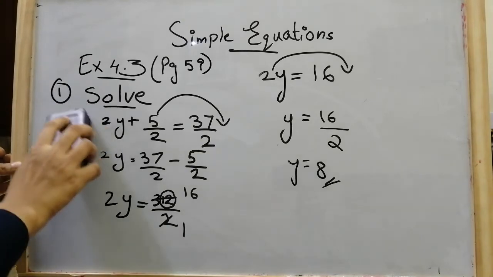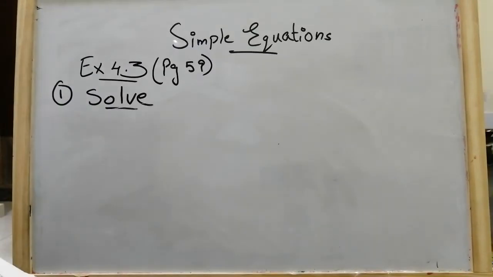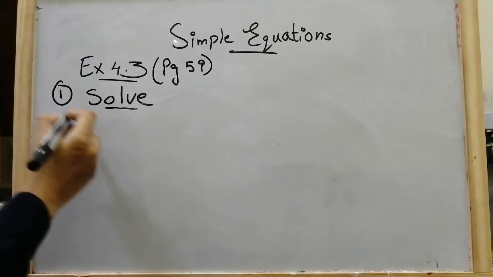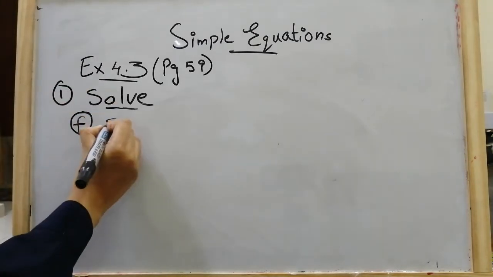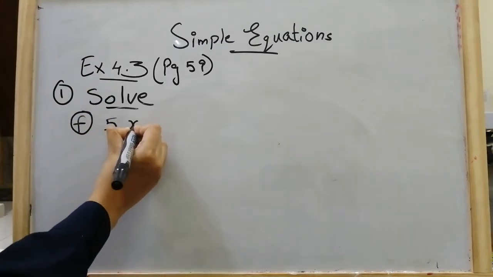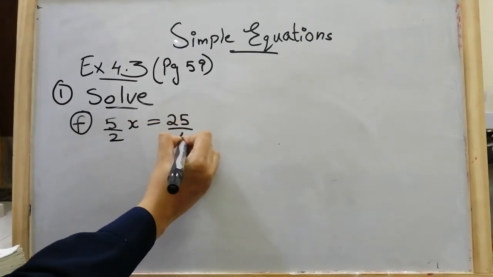Now let's go to the second sub question. Here I'll be taking different ones, not the same ones. So here a little bit different. You can see question number F. I'll solve F and show you. F, okay. 5 by 2x is equal to 25 by 4.